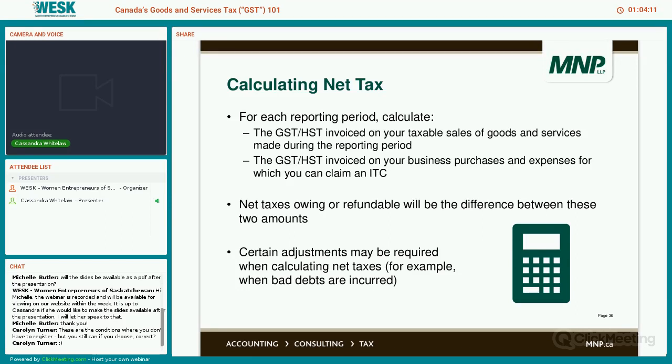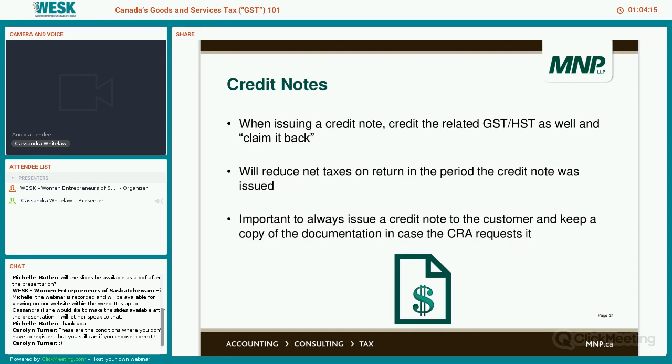One common one would be if you've incurred a bad debt. So when you've got a credit note or a return or something like that, the way you want to deal with this is to issue a credit note which shows you crediting the related GST, at which point you can claim it back, which will reduce your net taxes in the period that the credit note is issued. It's important to always have written documentation of this so that if the CRA ever asks, you can support it.